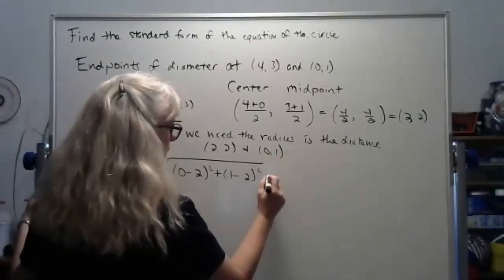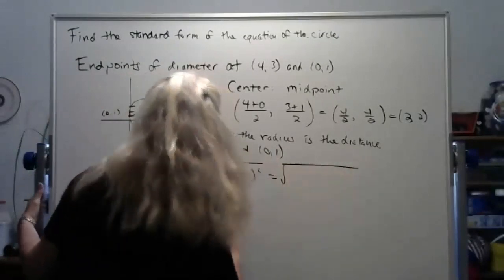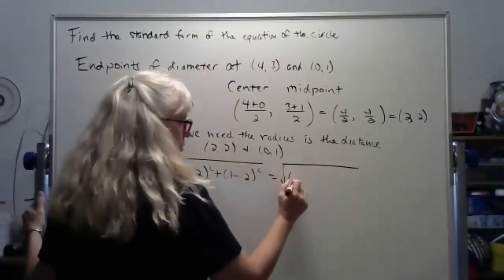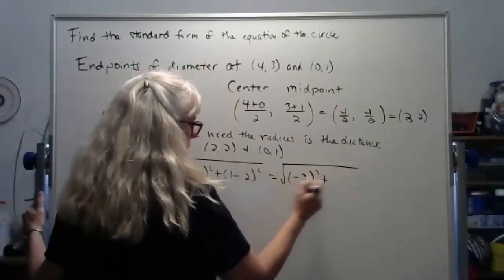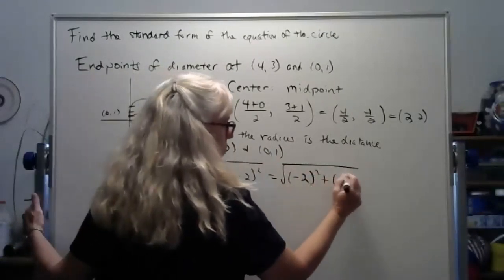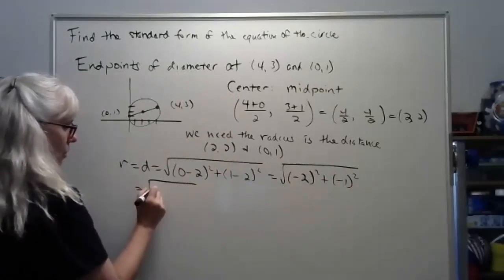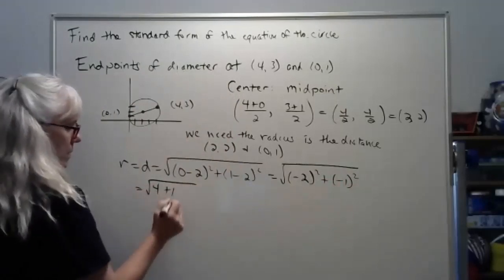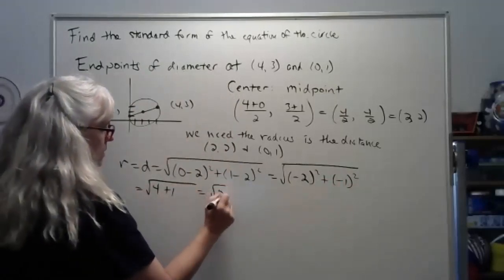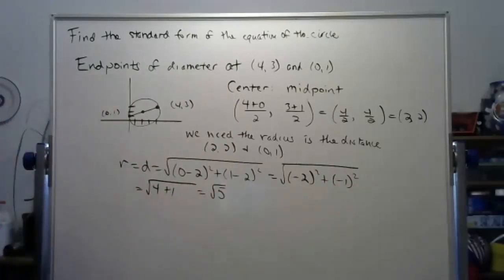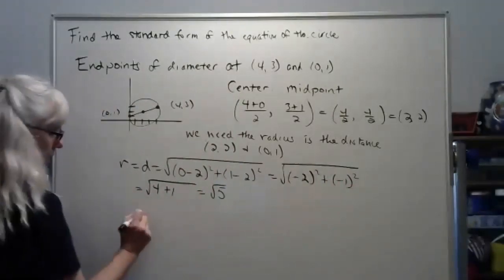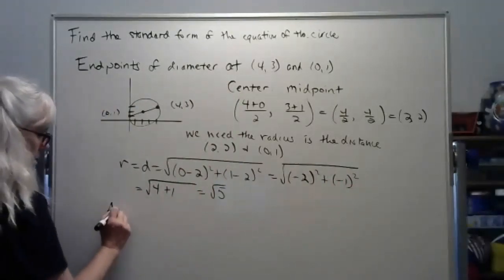Okay, so that's going to give us the square root of 0 minus 2 is a negative 2, which we'll have to square in a minute. And 1 minus 2 is a negative 1, which again we'll square. So that negative 2 squared is going to give us a 4. The negative 1 squared is going to give me a 1. And I end up with the radius of the square root of 5. There's no point in cleaning that up because you're going to take it from there and plug it into that standard form.